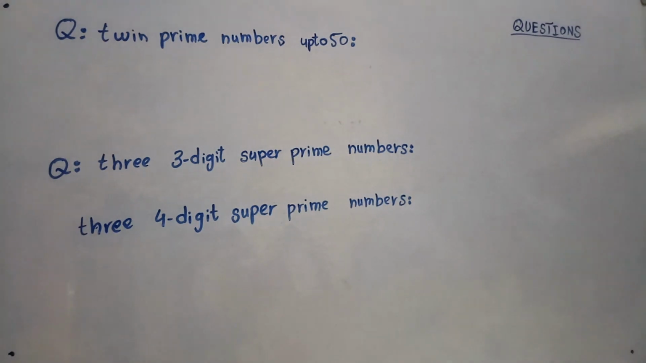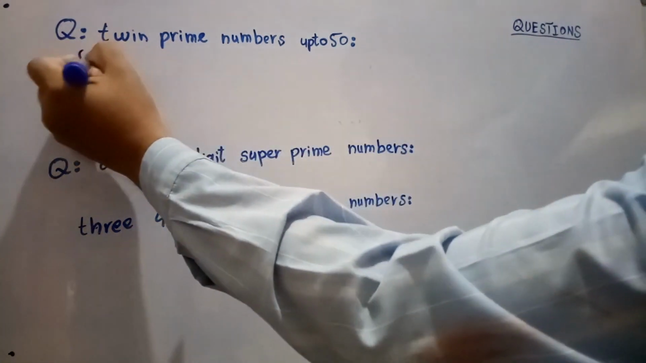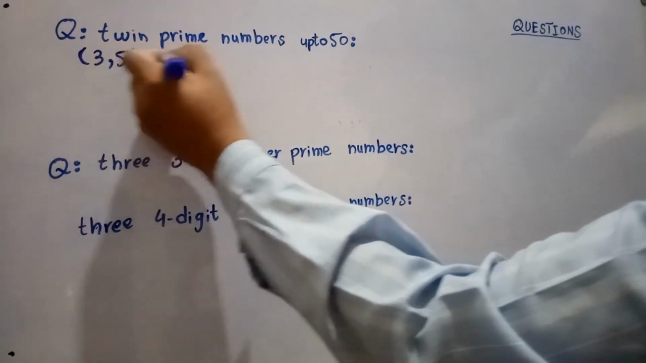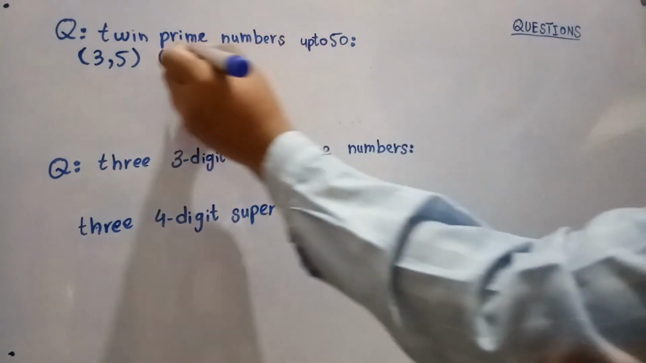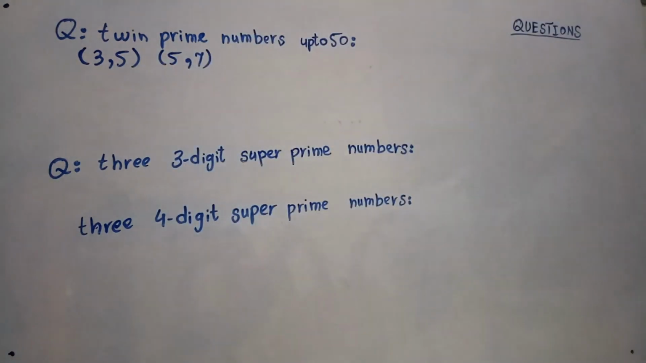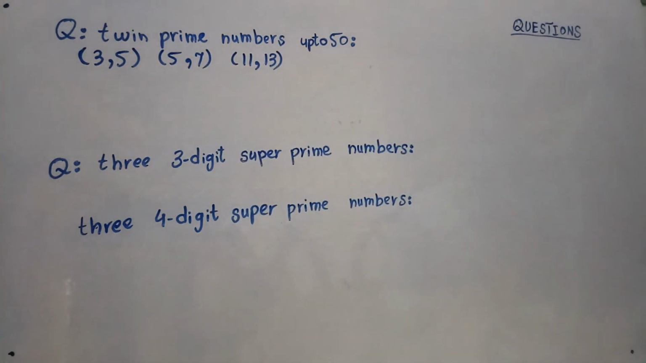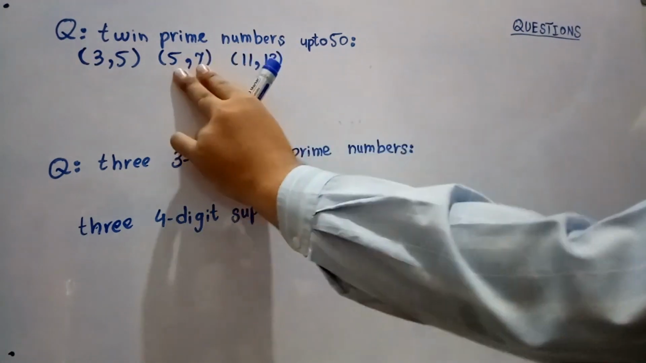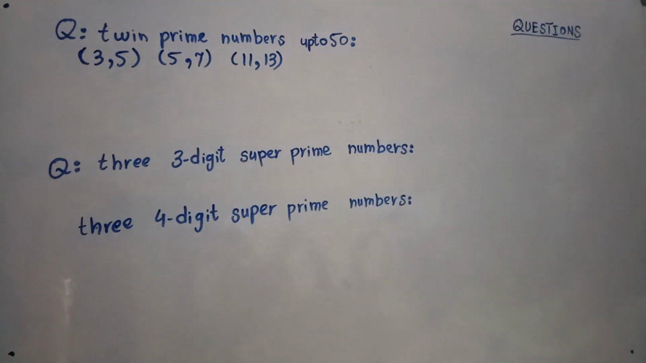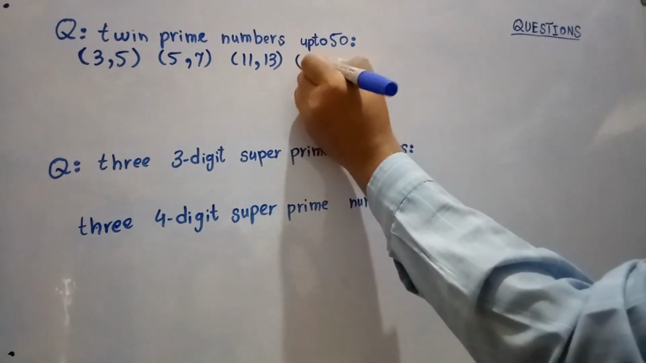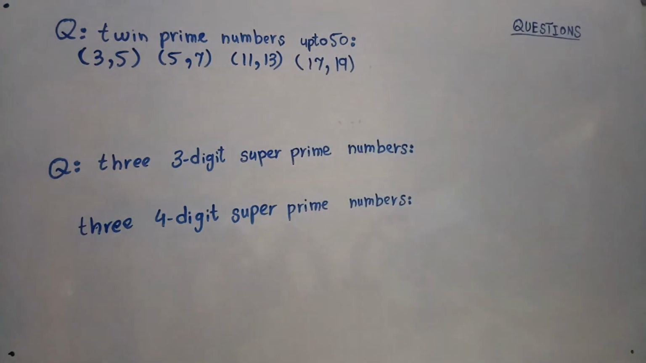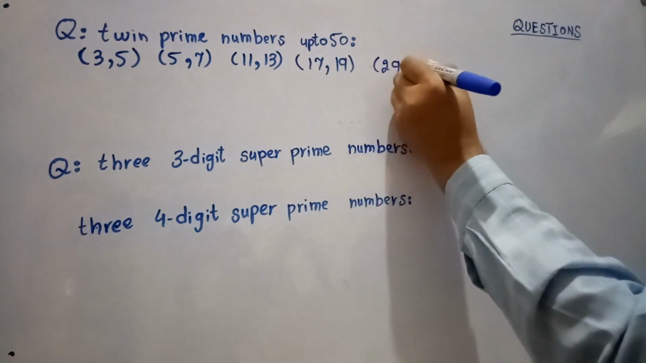3 and 5 are prime numbers and their difference is 2. So our first pair is 3 and 5. Alright. Now if we move forward, our next pair of twin prime numbers is 5 and 7. And the next pair of twin prime numbers is 11 and 13. You can see from here that the difference between these two is 2. So that's what we need. Now if we move forward, our next pair is 17 and 19. Similarly, 29 and 31.